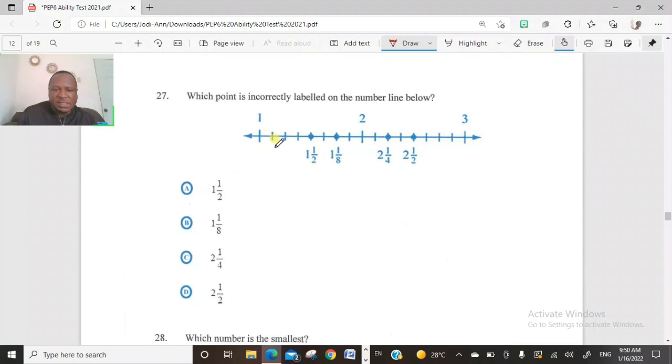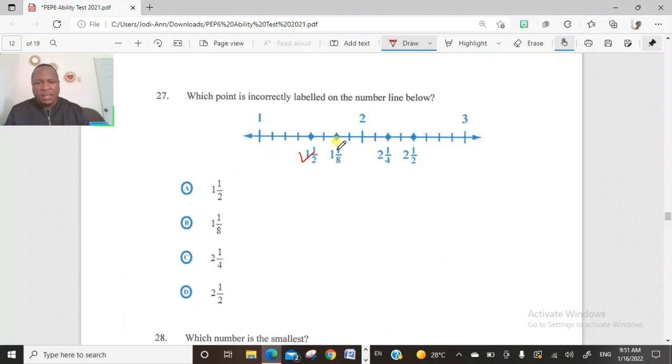So each of these spaces between is 1 out of 8. Right? So let us find the halfway line. The halfway line would be 4 spaces. 1, 2, 3, 4. This is correctly labeled. This is a tick. Let me erase this. So this is a tick for 1.5.